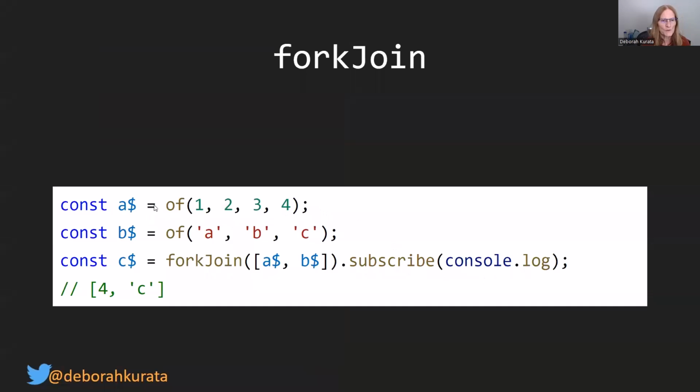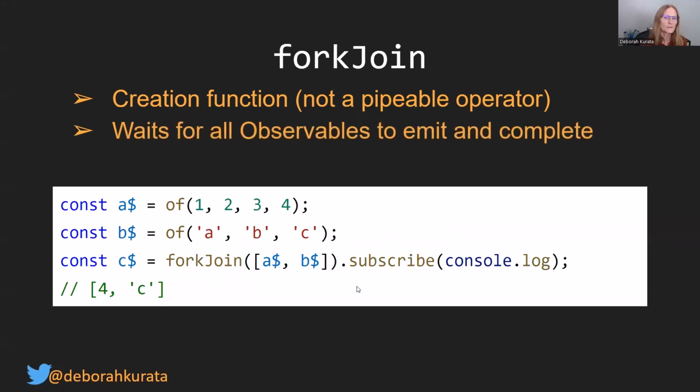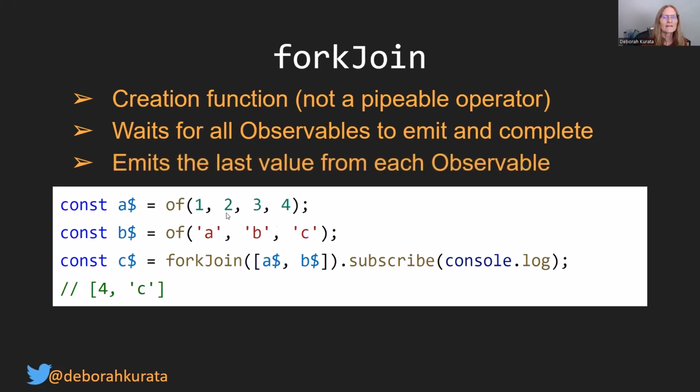So here's an example of fork join. So here's my first observable, my second observable, and I'm going to fork join them. So fork join is a creation function, not a pipeable operator. It waits for all observables to emit and complete. So it waits for all of them to do all of their emissions and complete. Then it emits the last value from each observable. So A is going to start off and it will emit 1, 2, 3, 4. Then B is going to emit A, B, C. They've both completed. So then fork join will take the last value from each, the 4 and the C, and that's what it will emit.